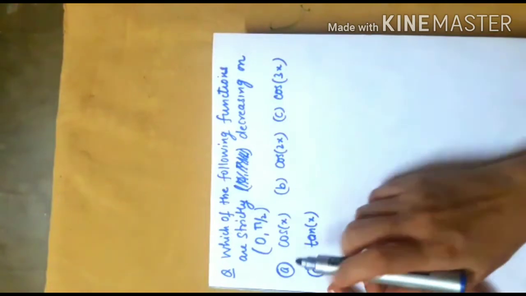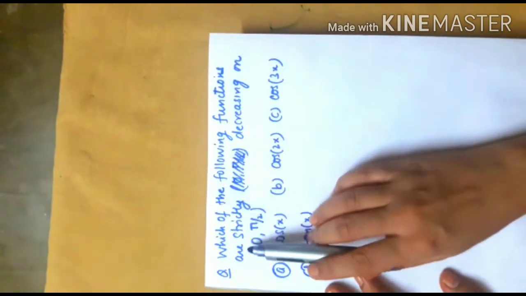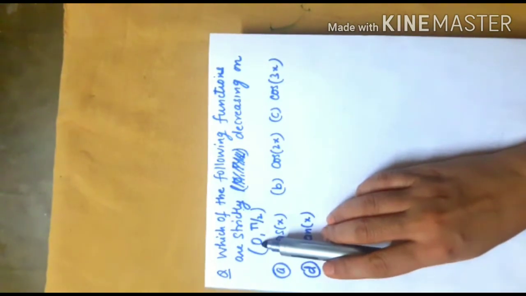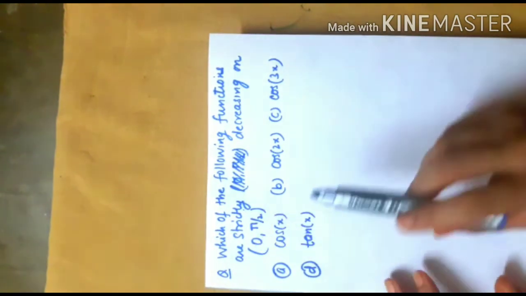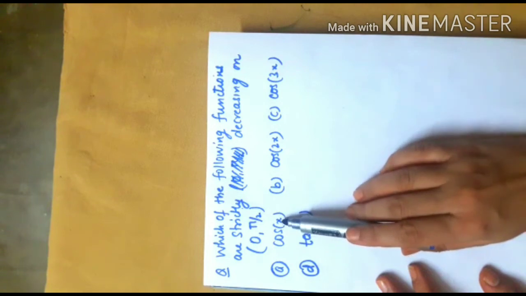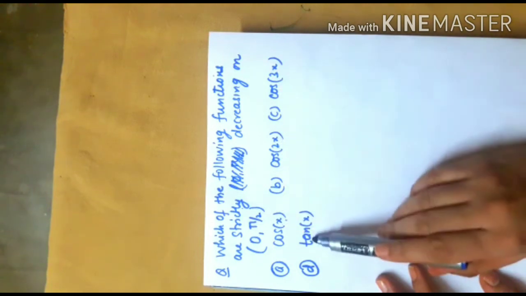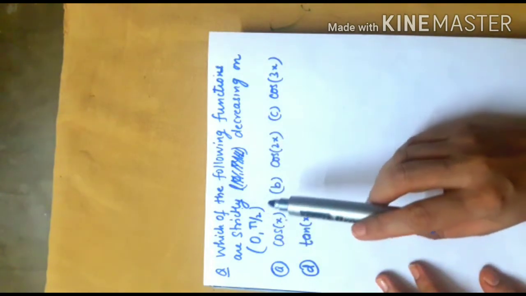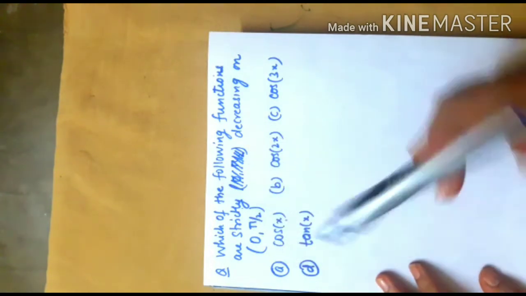Let's take another question. Which of the following functions are strictly decreasing on the open interval 0 to pi by 2? Yes, I'm given 4 functions: cos x, cos 2x, cos 3x, tan x. I need to find which of these functions are strictly decreasing on this interval.